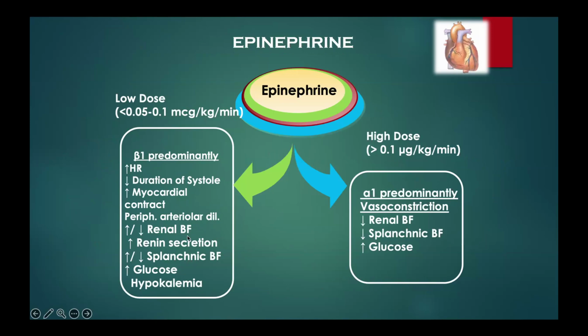Renal blood flow has neutral effect, increased renin secretion, and neutral effect on the splanchnic blood flow, and increased glucose and may cause hypokalemia. High dose will lead to alpha 1 action and reduce the renal blood flow and splanchnic blood flow.